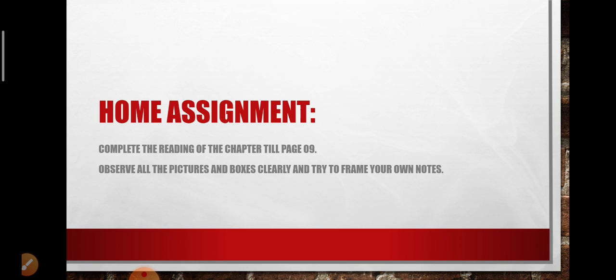In the next class, we will be talking about how France became a constitutional monarchy. There is a home assignment I am giving to you all. Complete the reading of the chapter till page number 9. Also, observe all the pictures and boxes clearly and try to frame your own notes either on sheets or in your notebook. Try to be creative and use some colorful pens so that the notes are not boring.